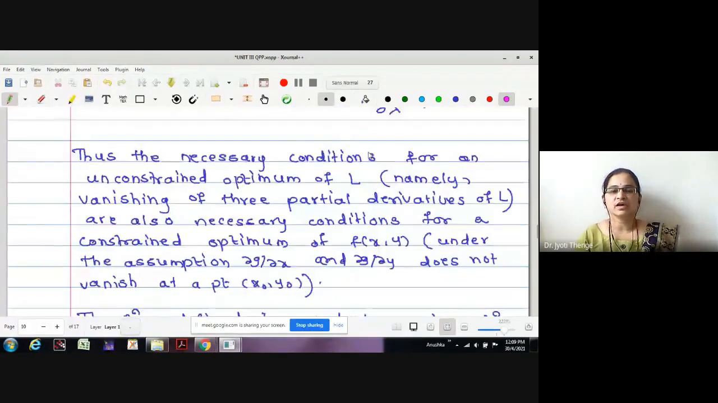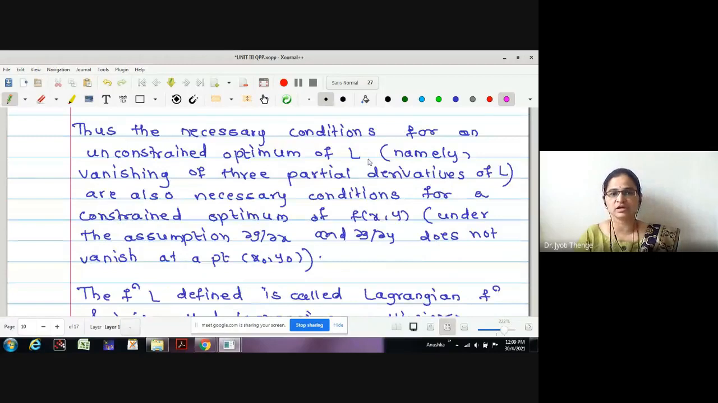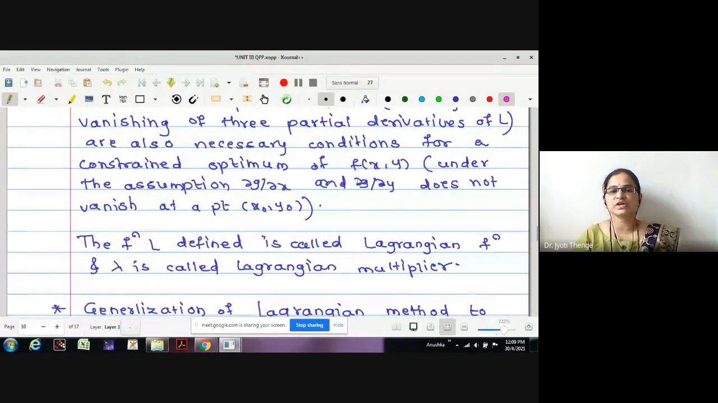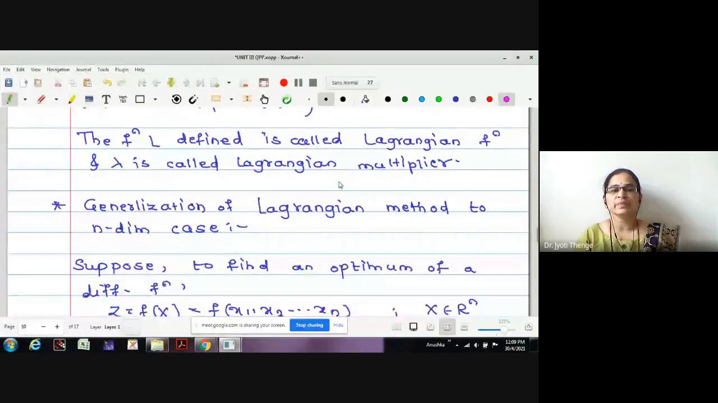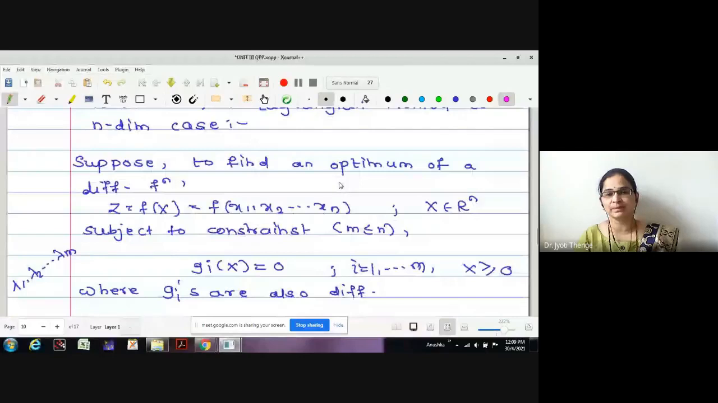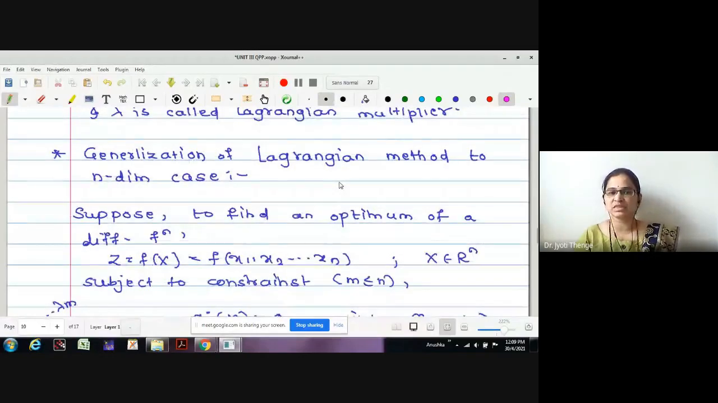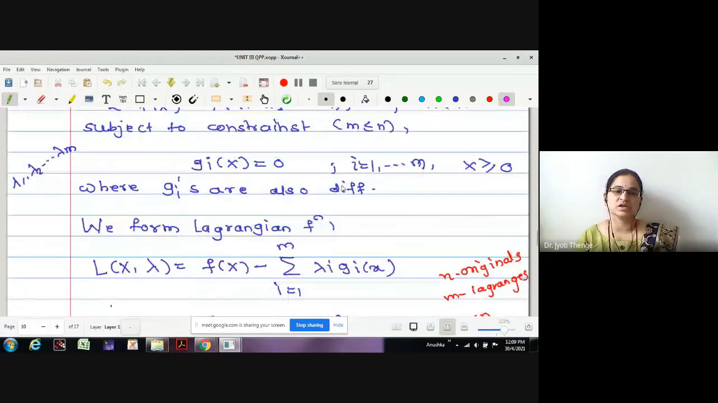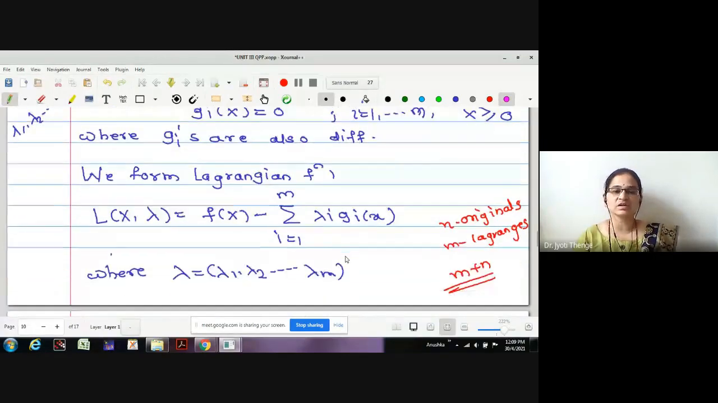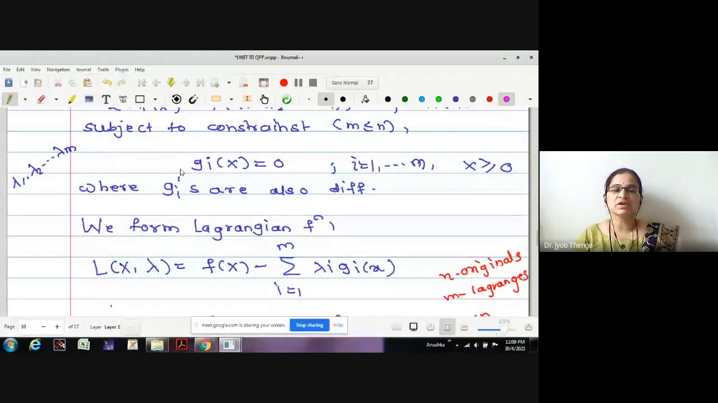Therefore, the necessary conditions for the unconstrained optimum of L are also the necessary conditions for the original objective function, that is, the optimum of f of x, y under g of x, y. Therefore, this is Lagrange's method of multipliers. One can extend the same method to a function of n variables subject to m constraints. The Lagrangian will be constructed in this case by giving one Lagrange multiplier to each constraint equality.